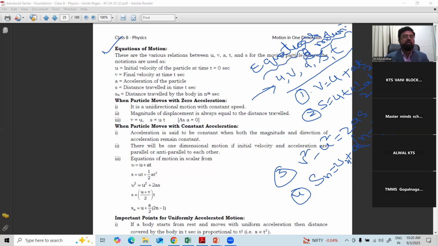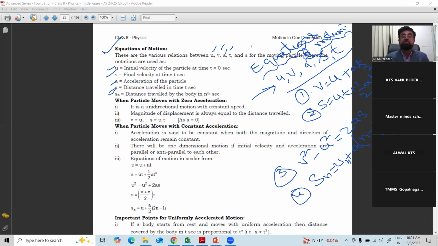They are clearly explained here. These are the various relations between V, U, A, T and F. For moving the particle, notations are used. What is V, everything is given. Sn is also given, the distance traveled in the nth second. So, distance traveled, acceleration, final velocity, initial velocity.